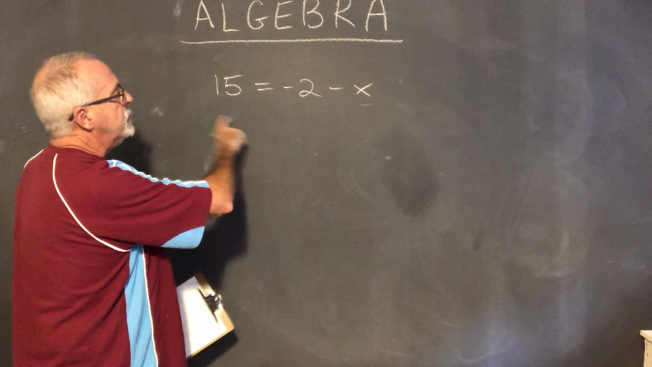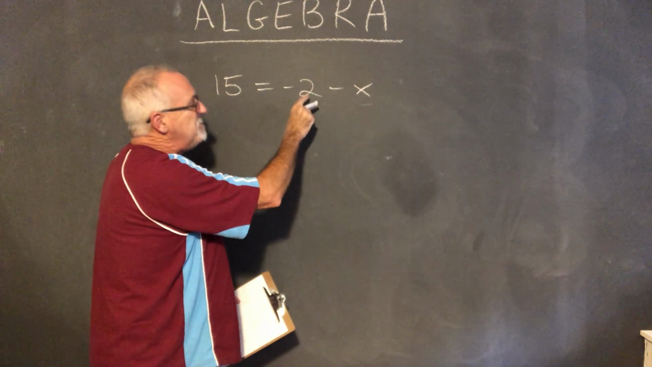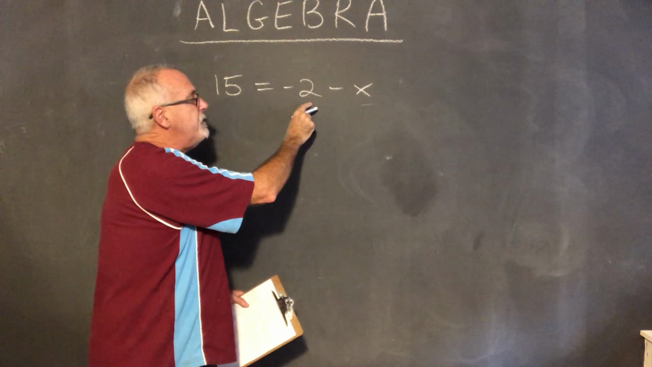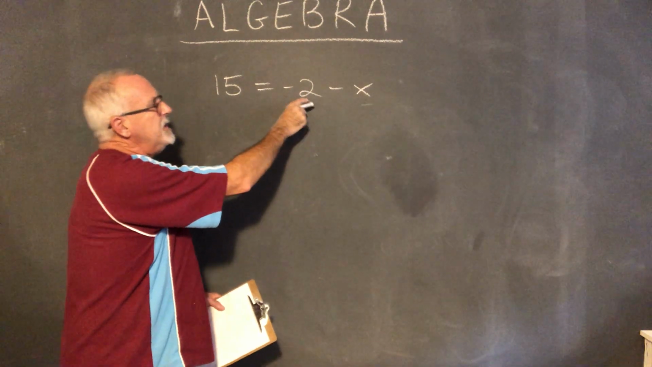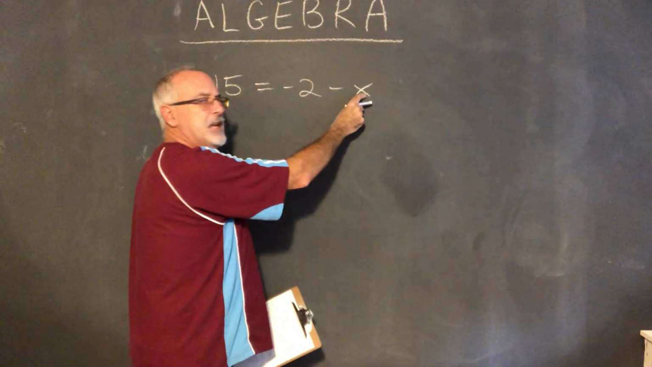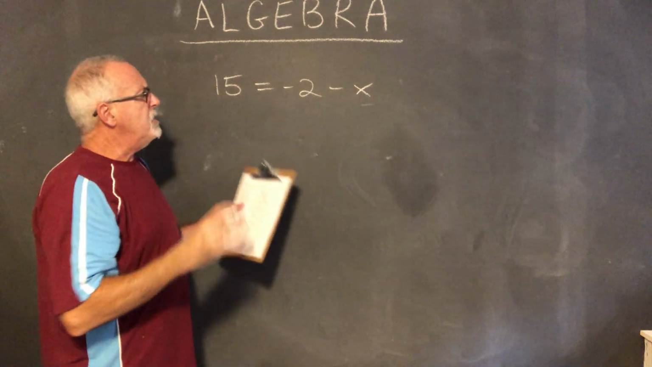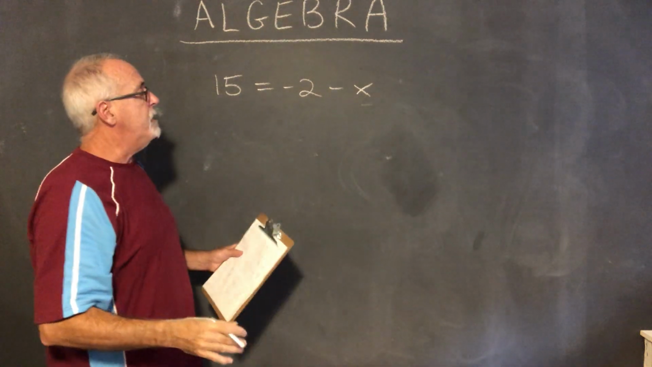What do I want to do first? What's with my x that I want to get rid of? This minus 2, this negative 2, I want to get rid of that. That 2 is being subtracted on the right side. It's being subtracted from the x, even though we wrote it to the left and the x to the right. See how easy it is to have variety in your algebra.